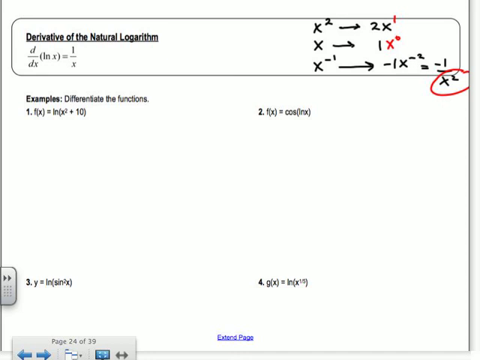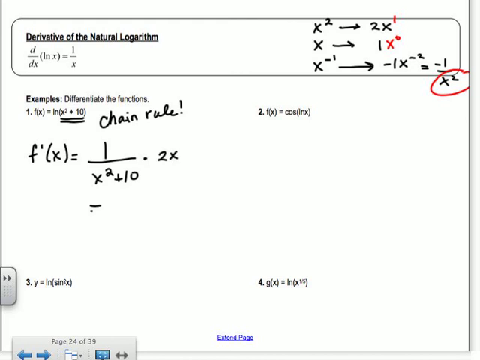All right, so if I'm differentiating, let's say number 1: natural log of x squared plus 10. So this is a chain rule. We don't have just x here. So my derivative of number 1 would be 1 over whatever that was, x squared plus 10, times, chain rule, 2x. So we'd leave it as 2x over x squared plus 10.